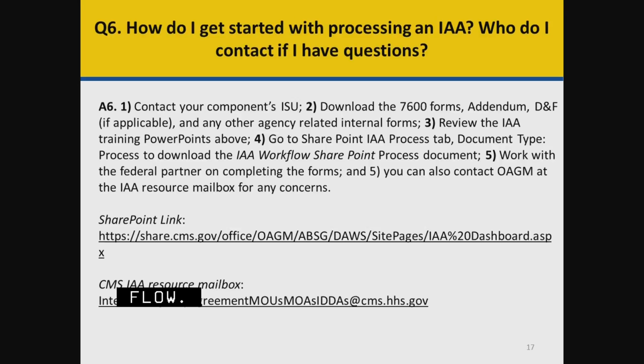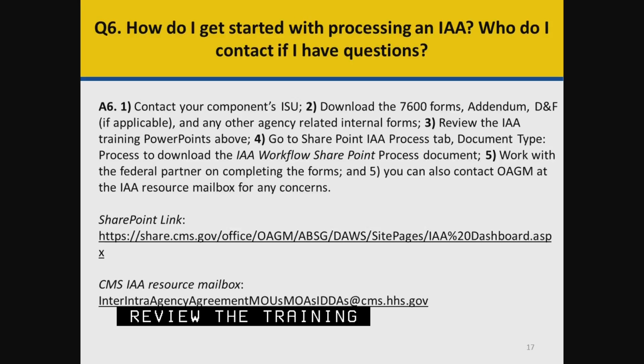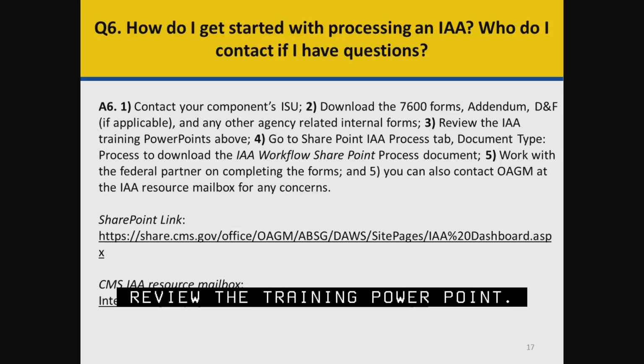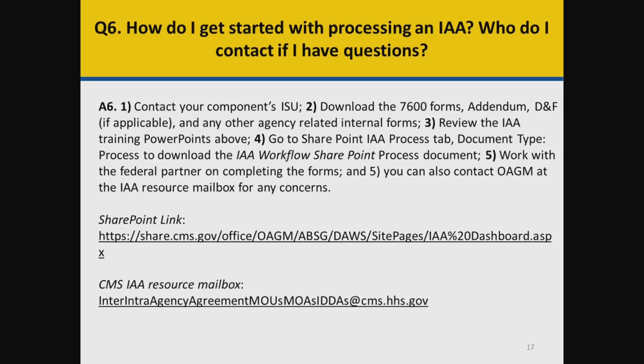The next step is to download the 7600 forms, addendum, DNF if applicable, and any other agency-related internal forms. Review the IAA training PowerPoints. We reiterate to keep reviewing the PowerPoints. Eventually, whatever you didn't understand, you'll get it. If you don't get it, reach out to Renita and me. We'll help you all. We're here to help you. You're not out there alone. This is a team effort. So we're not just saying go read the PowerPoints and learn it on your own. We're saying read the PowerPoints, and what you don't understand, reach out to us and we'll help you.